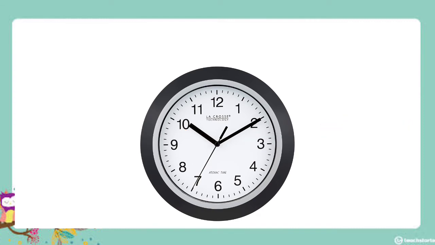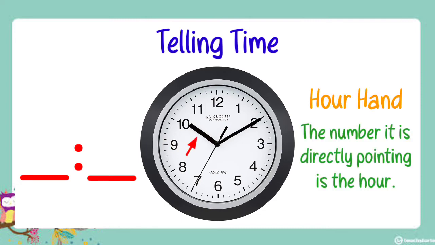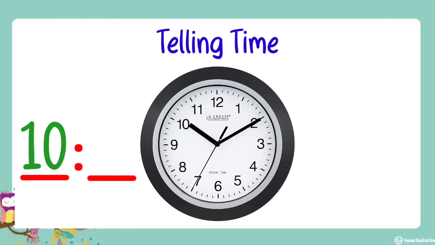Okay? So, how do we tell time using an analog clock? First, we have to look at the hour hand. For the hour hand, the number it is directly pointing is the current hour. So, since the hour hand is pointing at 10, the hour is 10. As easy as that. Okay, since we are done with identifying the hour, let us now focus on the minute hand, or the longer hand, to know the number of minutes that has passed the hour.